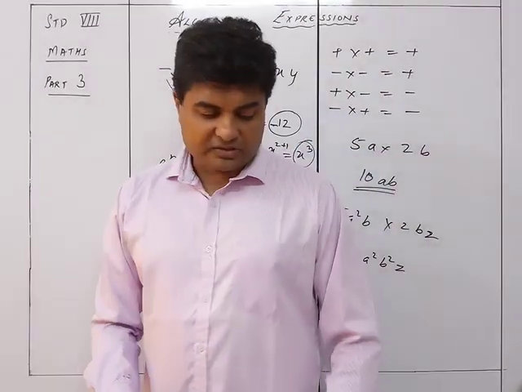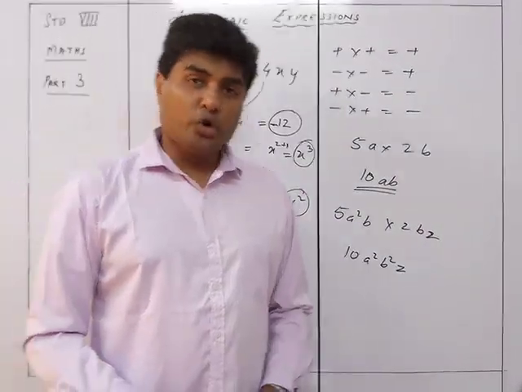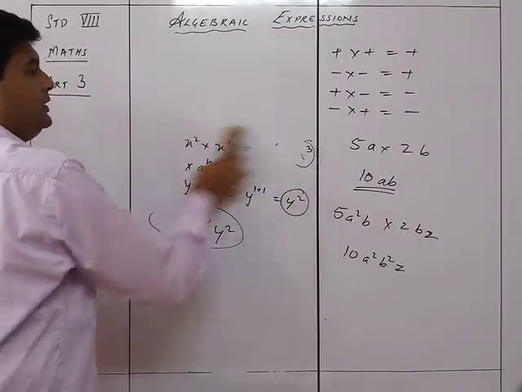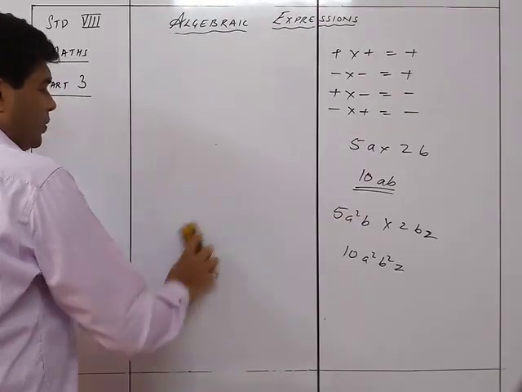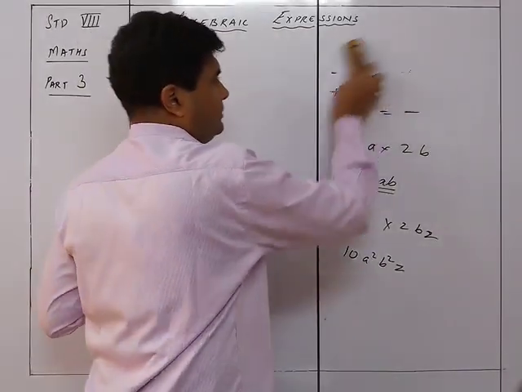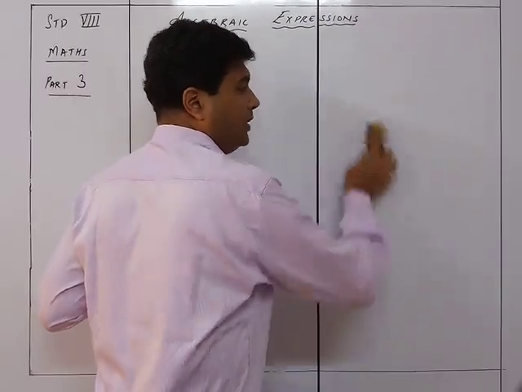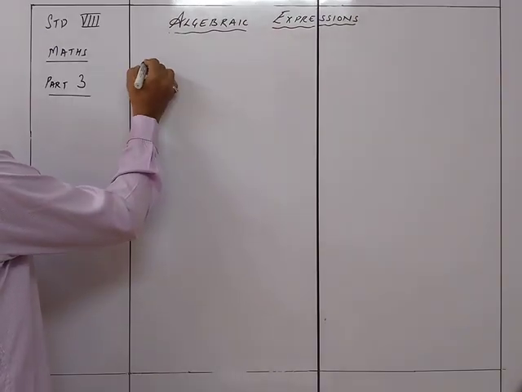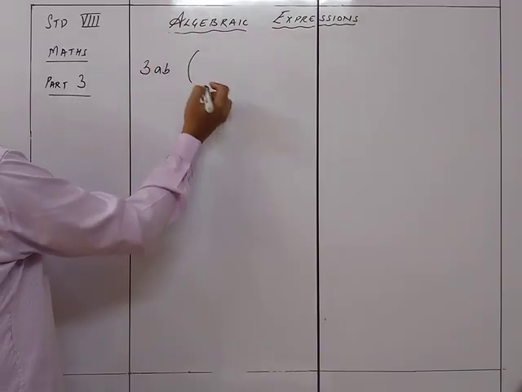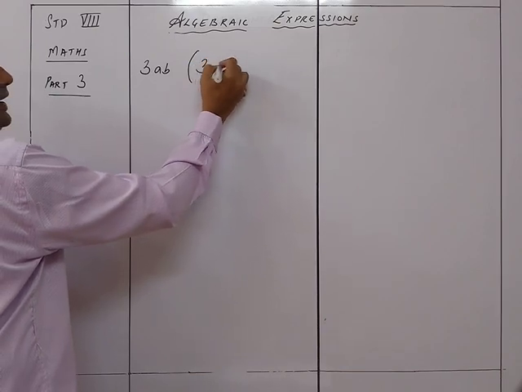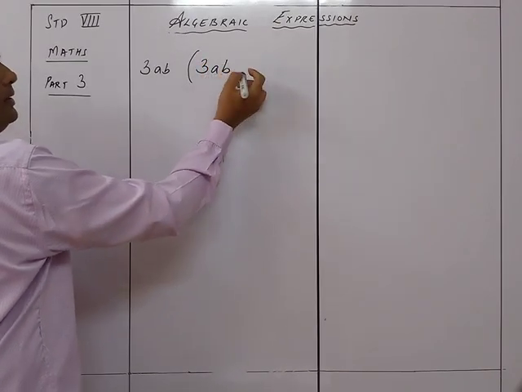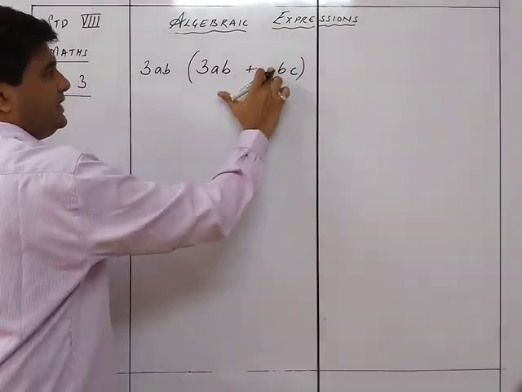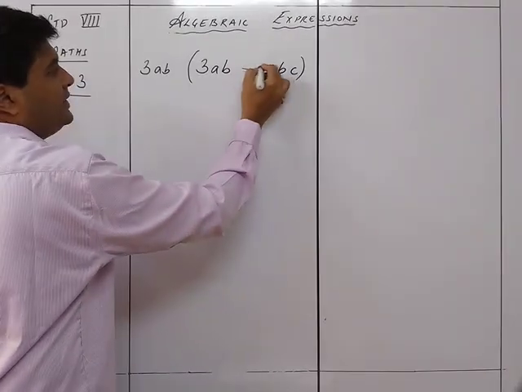Next what we see is how we multiply a monomial to a polynomial. Okay, so let's see that part. So what we saw up till now was multiplication of a monomial with a monomial. Okay, multiplication of monomial with monomial was very simple. Now we are going to see multiplication of a monomial. Let's say 3ab multiplied by 3ab plus 3bc, or let's say as minus 5bc.